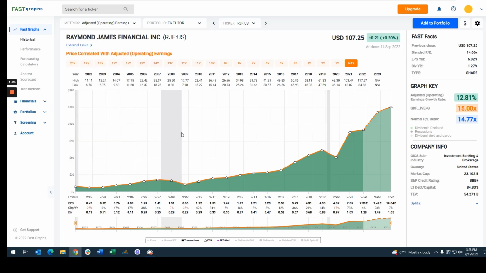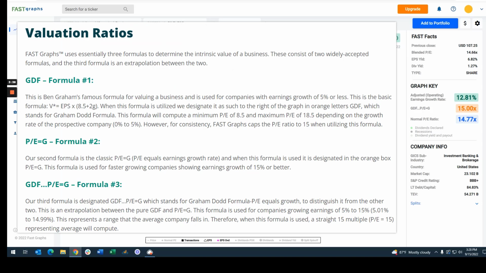But what I want you to do is see what the design of the tool is. First of all, we plot the company's earnings. In this case, I'm using adjusted operating earnings. We plot the company's earnings per share over each year as reported on their financial reports. Then we use a formula, and we have three formulas. We have the PE equals growth rate formula, that would be this formula. We use that for fast-growing companies. We have a Graham-Dodd formula, a pure Graham-Dodd, modified a little bit by our own algorithms, that really looks at slower-growing companies.